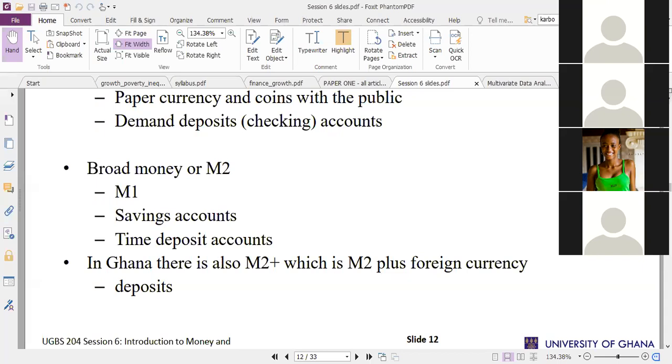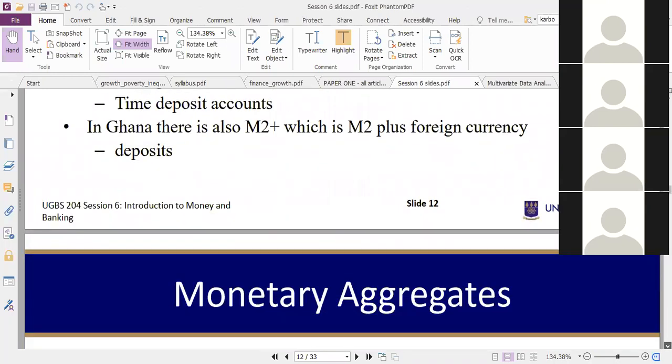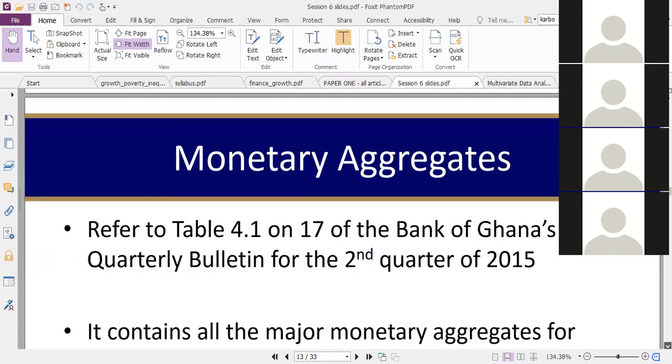So who can tell me, if I ask you for the components of M2+, what do you think that will be? Please say something. I can tell you maybe it's correct or wrong. Okay, so try for me. Paper currency and coins with public. Demand deposit, okay. Savings, okay. Accounts, time deposit accounts, and foreign currency. Thank you very much. So please, the one who said M1 plus savings accounts plus time deposit, you give me that happiness to do wrong and give you zero. That's very nice. If you don't write anything, marking becomes very simple. And if you write plenty, it's hard.